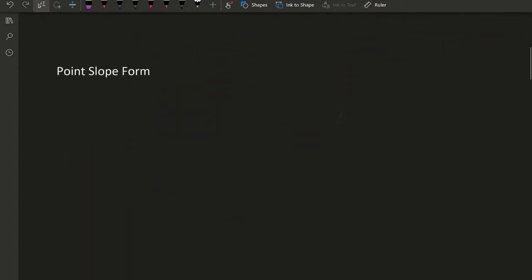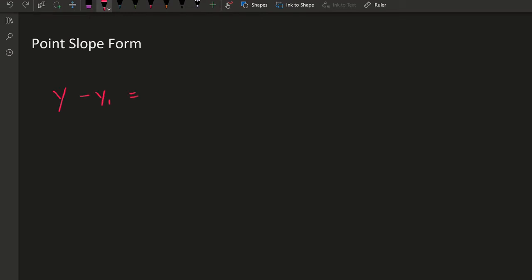Now, a second form that we use is called point-slope form. This is good for when you know the slope and then you know another point, but that other point is not the y-intercept. So that is y minus y1 is equal to m(x minus x1). And again, x is the input, y is the output. Notice the subtraction signs right here.